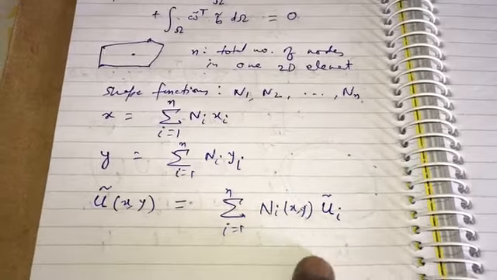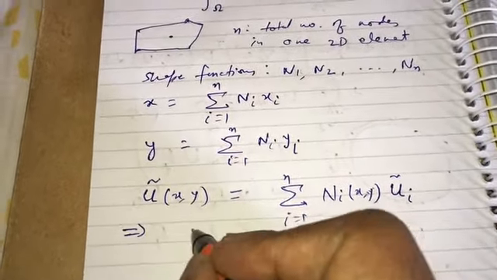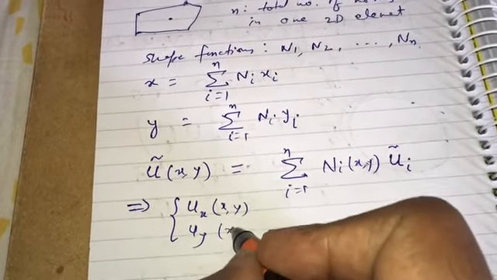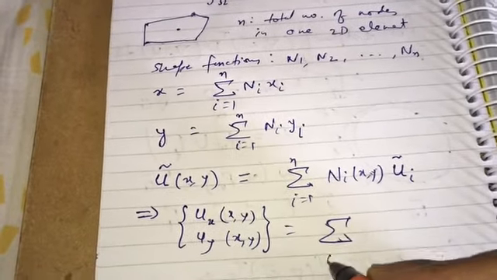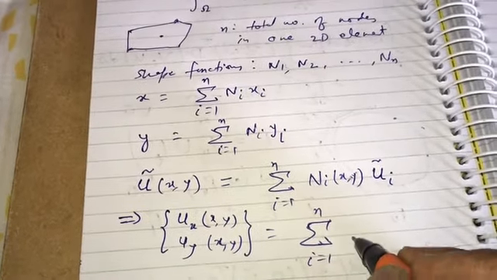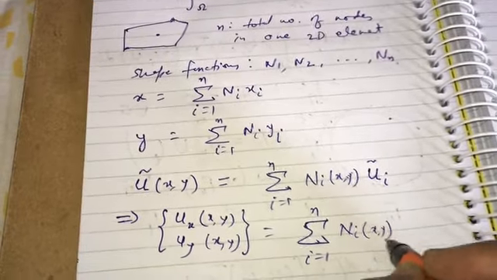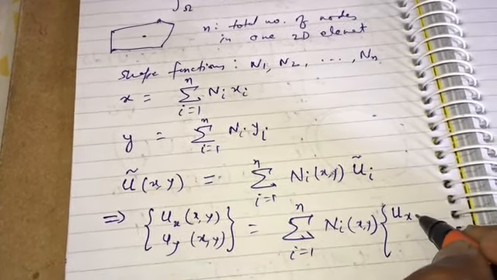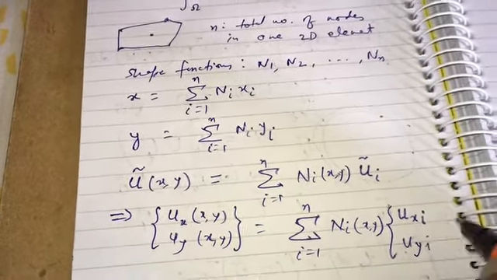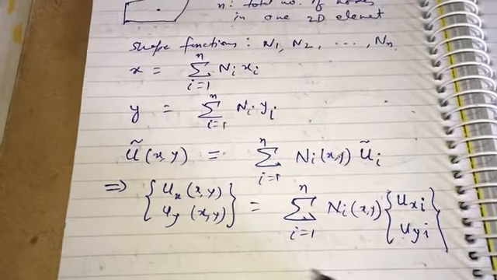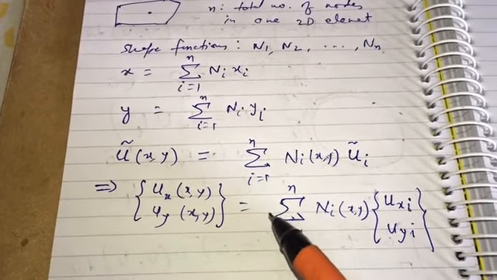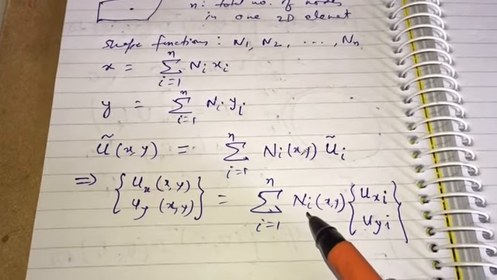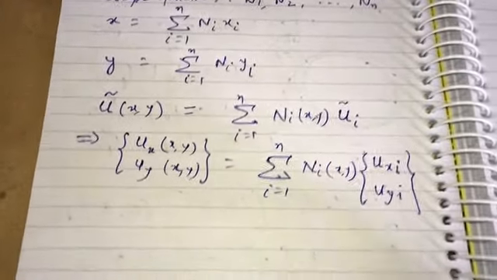Or simply we can write that, what we want to say is, [ux(x,y), uy(x,y)] equals the summation from 1 to n of Ni(x,y) multiplied by [uxi, uyi], like this. So in this vector form, that really means ux(x,y) equals the summation of Ni times uxi, and uy equals the summation of Ni times uyi. So we can also write them separately.